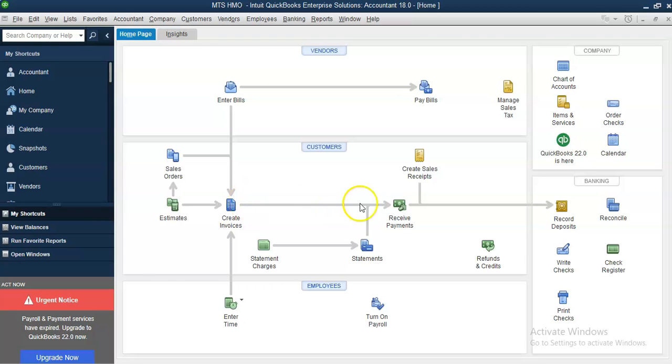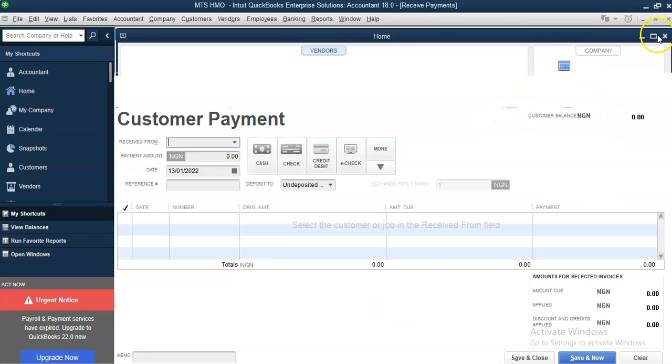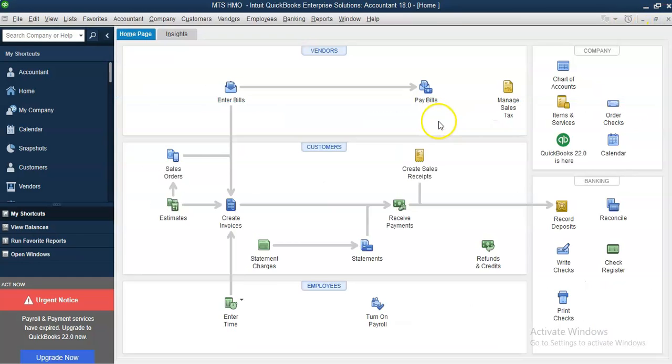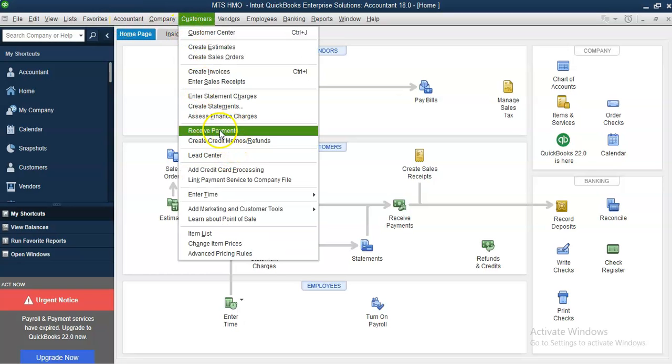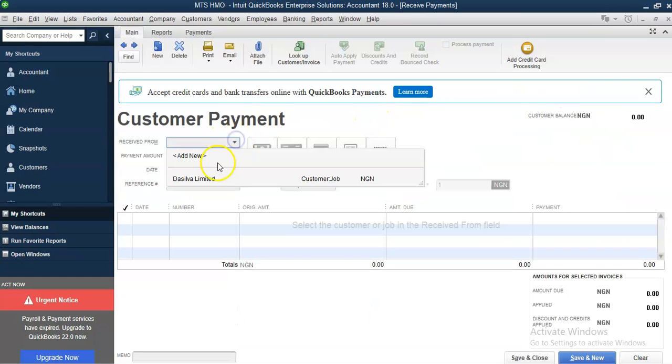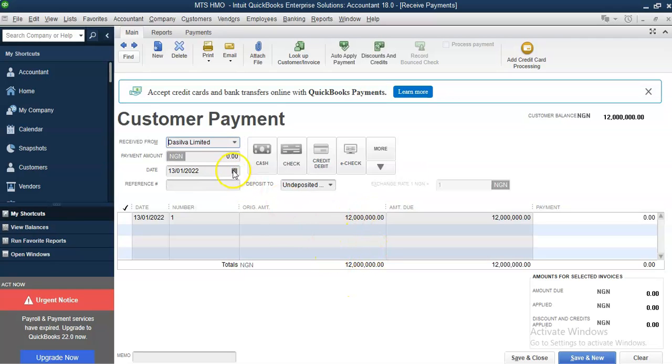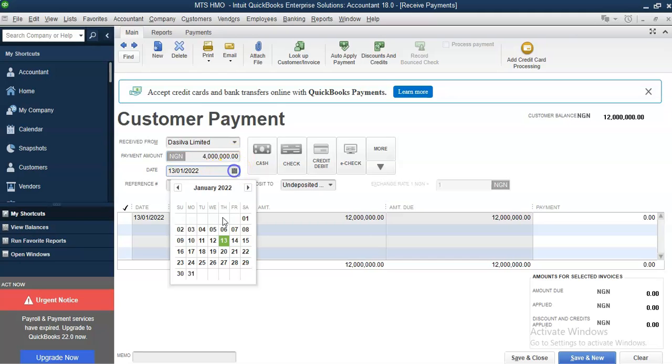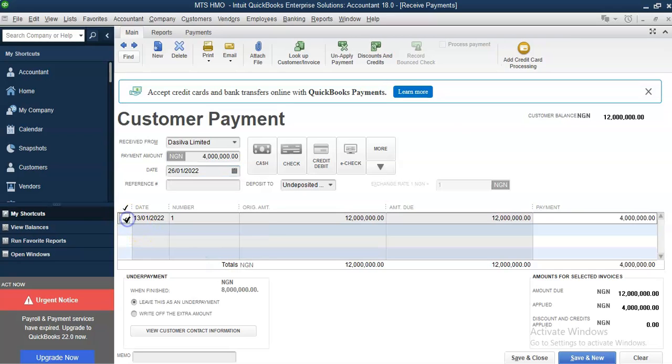Now, by the time they start paying bit by bit, the part of that 12 million they pay, let's say we receive 4 million from them, in that case we are going to use your receive payment feature. Are you there? You can either see your receive payment here, or you click on customer on your menu bar and click on receive payment. Same thing for create invoice. Are we good? So click on receive payment, select the customer. It's going to pop up that invoice. Then select the amount they paid you, let's say 4 million out of the 12. Then select the date of payment. Then we tick that invoice.